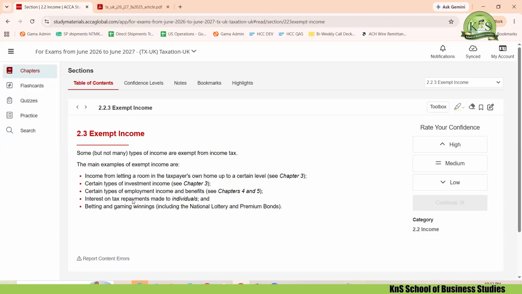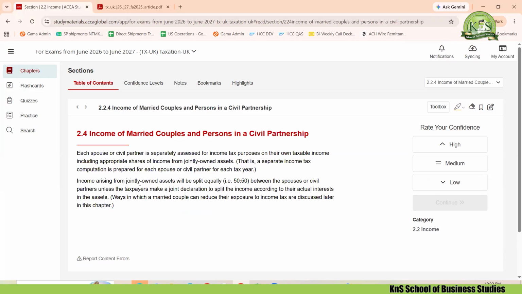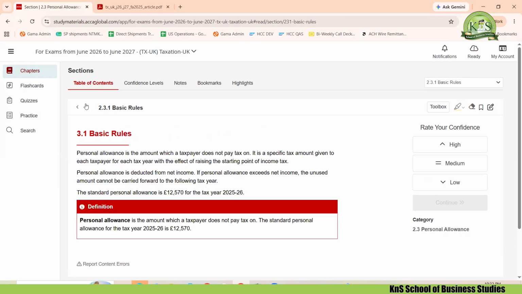Interest on tax repayments, betting, gaming, any sorts of lottery, they all are exempt. You don't need to pay any tax on it. Leave this concept for now because it's a detailed one.